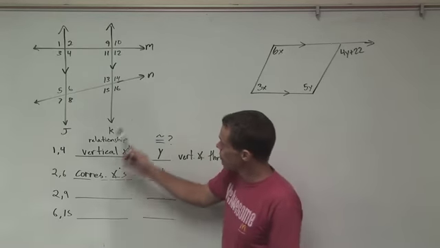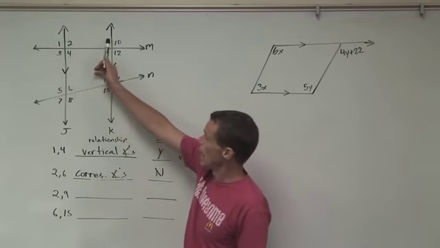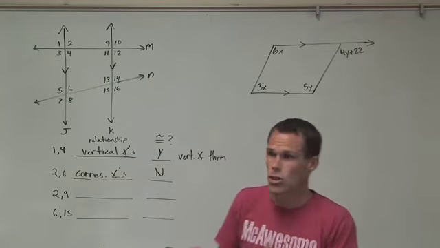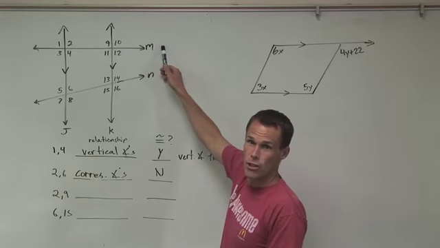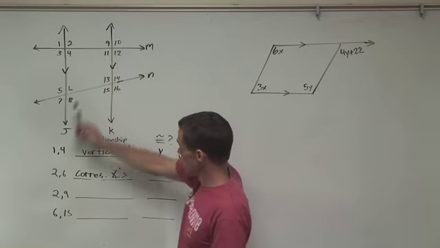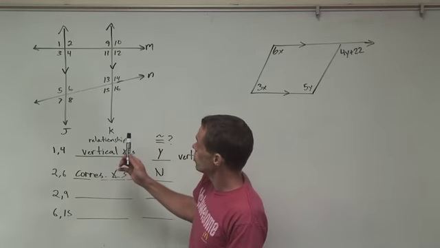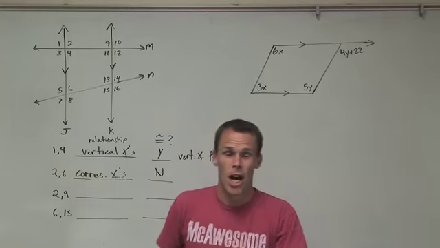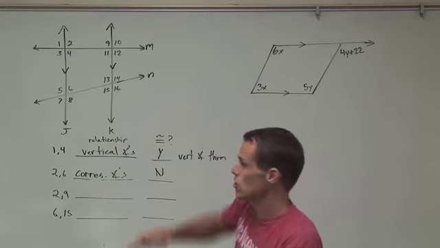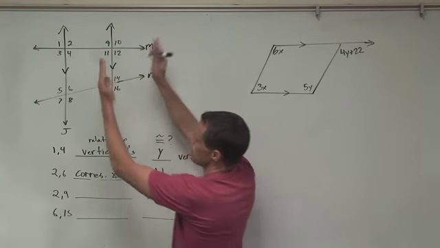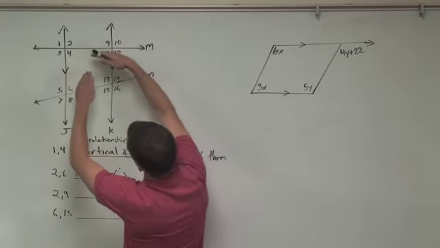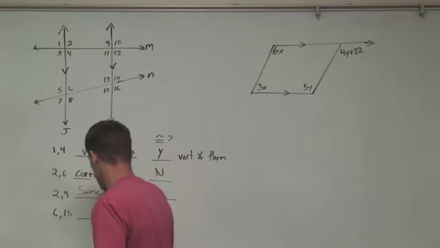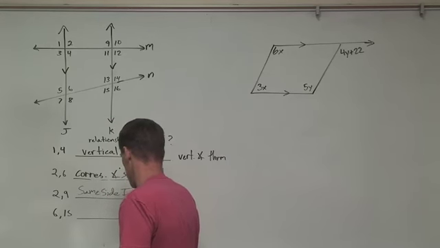Okay. Now we have 2 and 9. Well, we've got to identify the transversal. What line are they both touching? M. M is the transversal. 2 and 9 are in between J and K, so that actually makes them interior angles, and they are on the same side of M. A lot of students mistake these for being exterior angles because we see them being up top. But they are between J and K, and they are on the same side of the transversal M. This makes them same side interior angles.